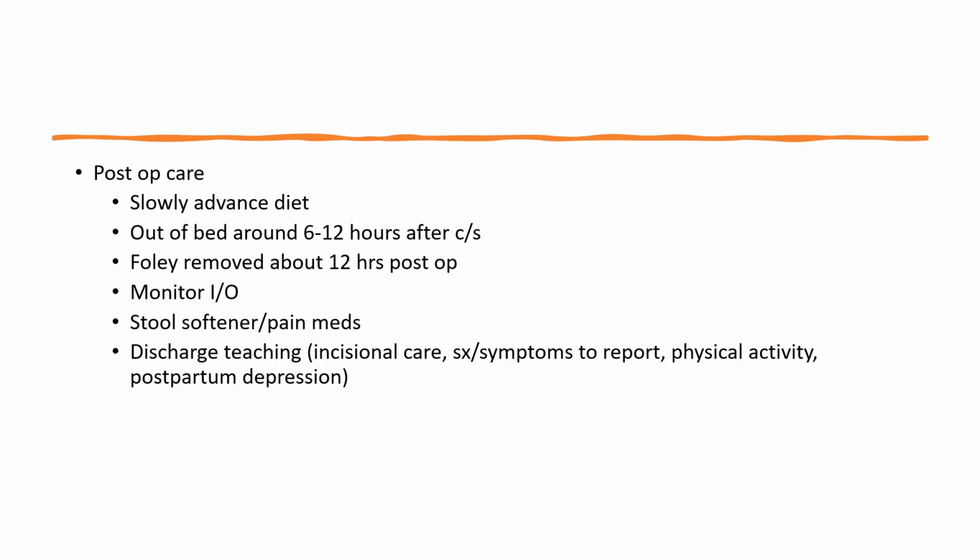After she's done in the recovery room, you're going to move her out to her normal room. You're going to slowly advance her diet. You're going to get her up out of bed around 6 to 12 hours after that C-section. Get that Foley out, like I said, as soon as you can. Make sure she's peeing okay. Stool softeners and pain meds.